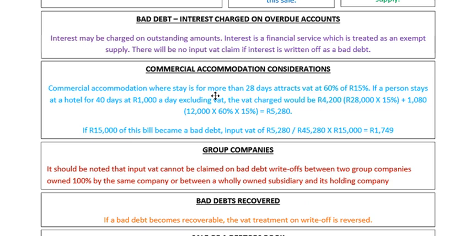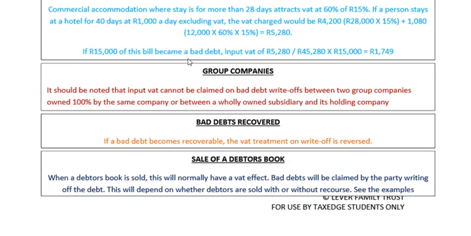Just remember the next column in orange. It says if a bad debt becomes recoverable, the VAT treatment on write-off is reversed. So if I've written off a debt and the guy eventually pays, you need to give the VAT back, depending on whether you claimed VAT back when it was written off.